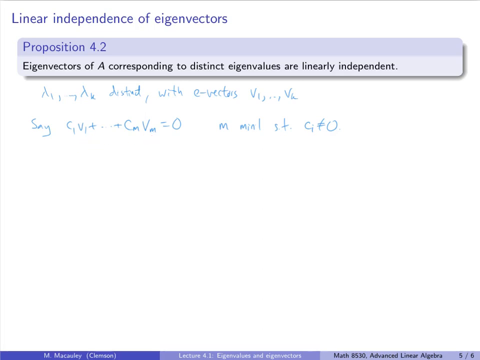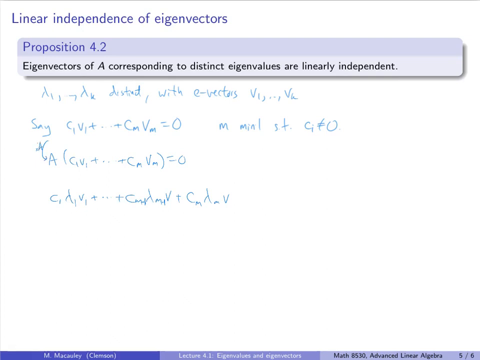There's two things we're going to do with this. The first thing is multiply by A. So let's take A times c1 v1 plus up to cm vm, which is going to be 0. And this is also going to be c1 lambda 1 v1 plus up to cm minus 1 lambda m minus 1 v m minus 1 plus cm lambda m vm. You'll see why in a second. So the first thing I do here is I multiply by A.